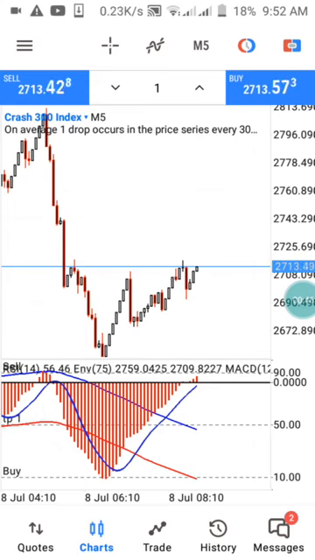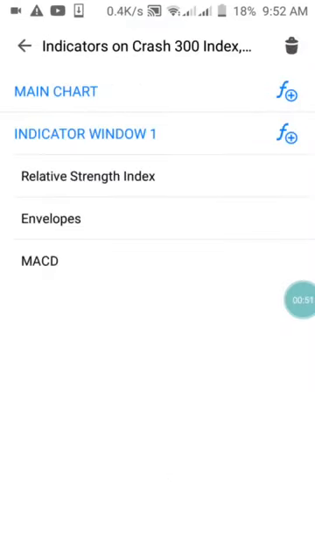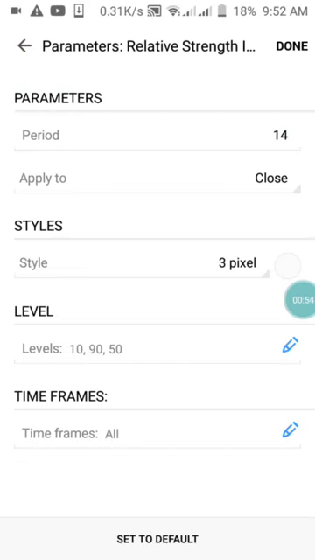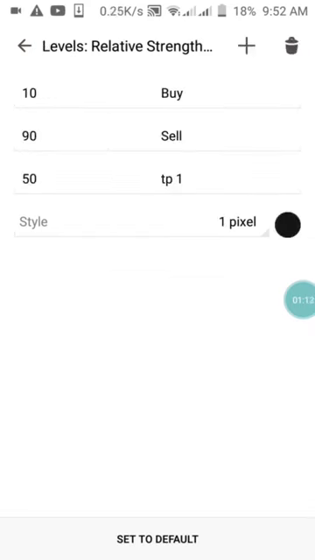So guys, let me show you the settings of this strategy before I explain how it works. Inside these settings we have the Relative Strength Index, with our period at 14, apply to close, and our style in the color of our background. If you are using a black background, make sure you use black color here. Now we have different levels: 10, 90, and 50, where 50 is our take profit, 10 is our buy zone, and 90 is our sell zone.